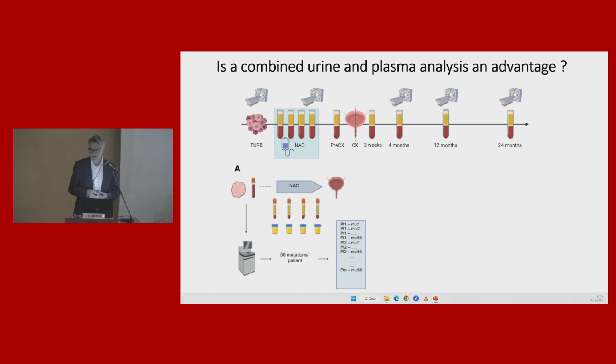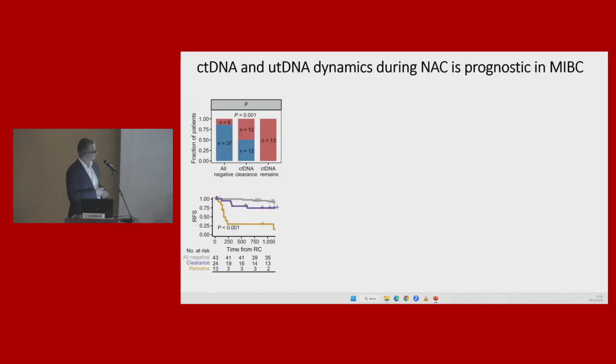So what about comparing the plasma levels to urine ctDNA and using that as a combined biomarker for outcome of the patients? We did this in this study, where we did a homebrew panel sequencing of 50 mutations per patient and then looked at plasma samples and urine samples taken at the same time and looked at how this is correlated to clinical outcome.